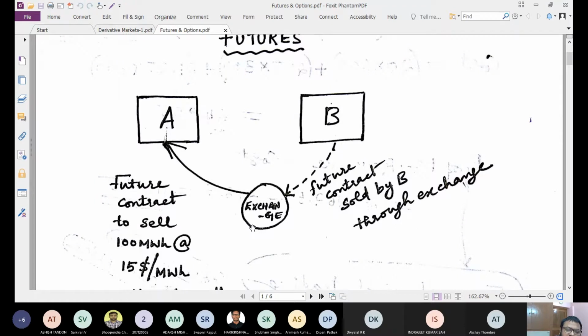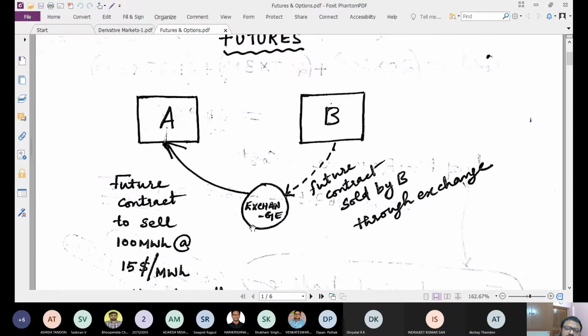That means he thinks that the price will go down below $15 per megawatt hour. So he wants to assure the delivery of energy at $15 per megawatt hour. So basically this happens based on the fluctuations of the energy in the spot market.